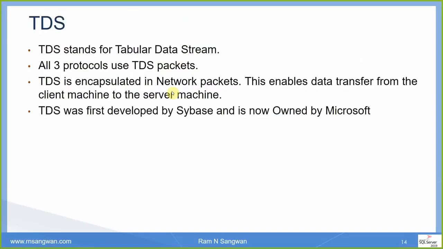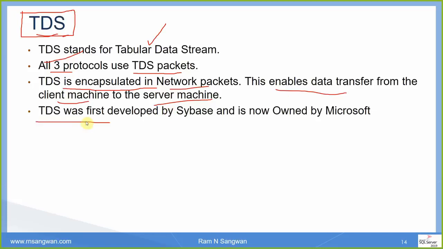Then we have TDS, which stands for Tabular Data Stream. Sybase Adaptive Server Enterprise and SQL Server also use the same; the origin is the same, as it was developed by Sybase. All three protocols use TDS packets. It is encapsulated in network packets. This enables data transfer from the client machine to the server machine. TDS was first developed by Sybase, as I told you, and is now owned by Microsoft.